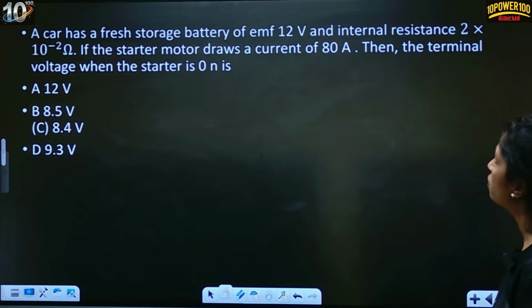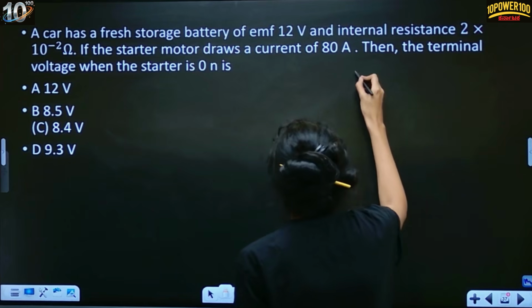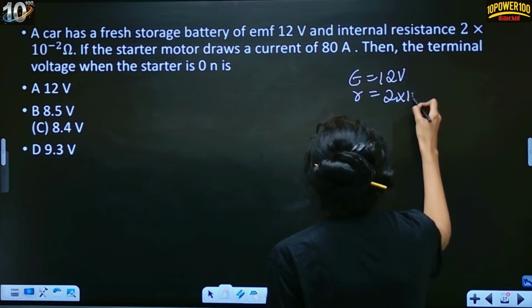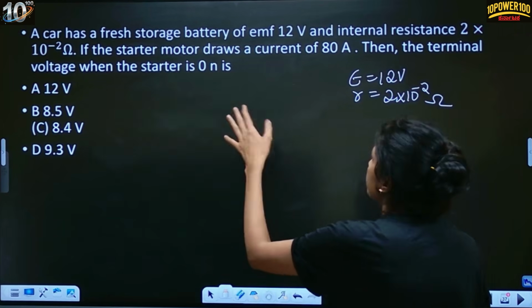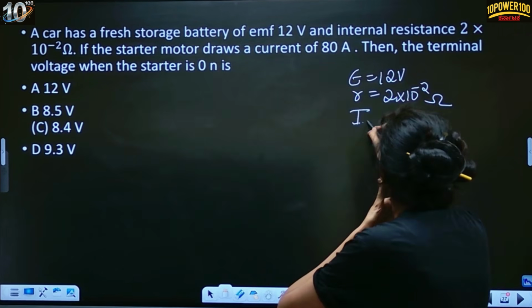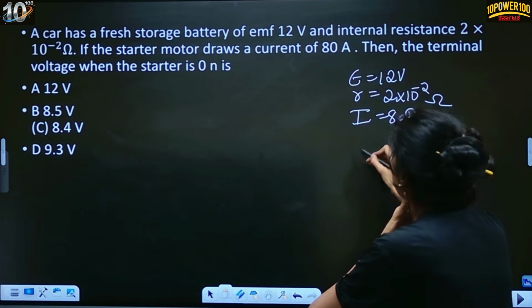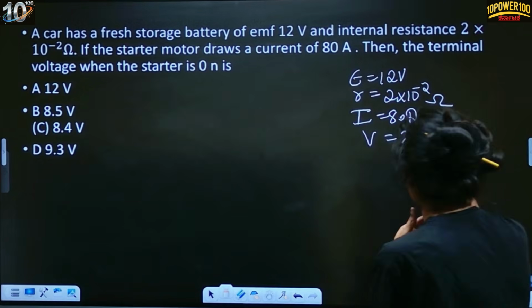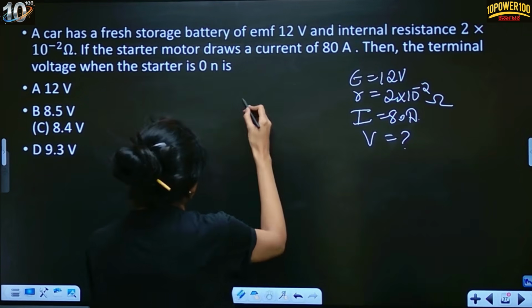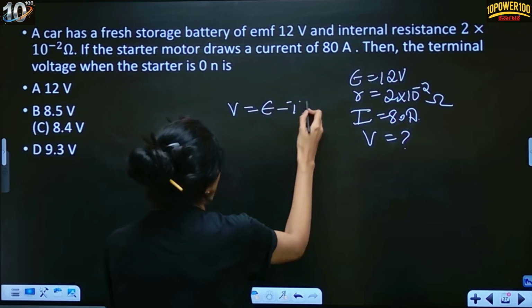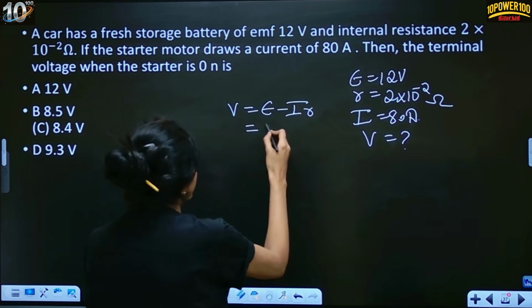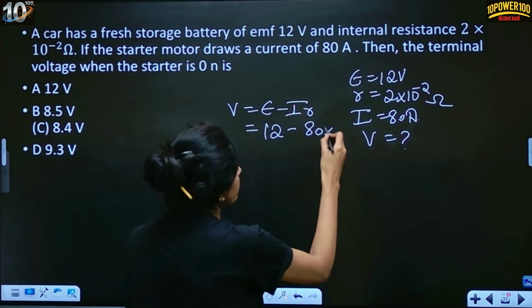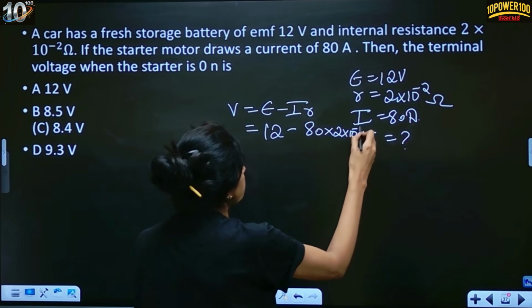A car has a fresh storage battery. What is given? EMF is 12 volt. Internal resistance is 2 into 10 raised to minus 2 ohm. And the starter motor draws a current of 80 ampere. Then what is the terminal voltage when the starter is on? Very simple formula. What is that formula? V equals E minus I R. So E is 12, minus I is 80, and internal resistance is 2 into 10 raised to minus 2.